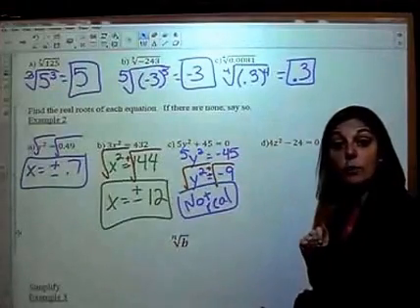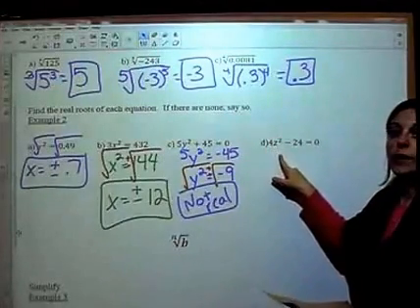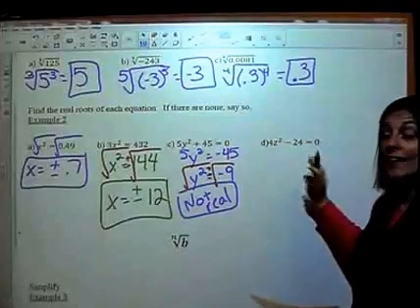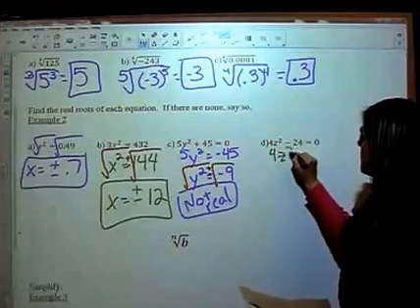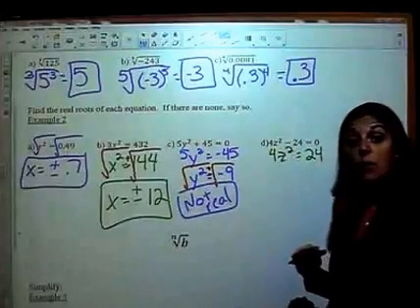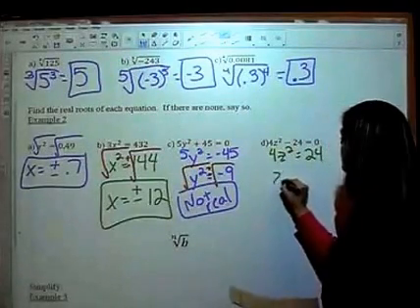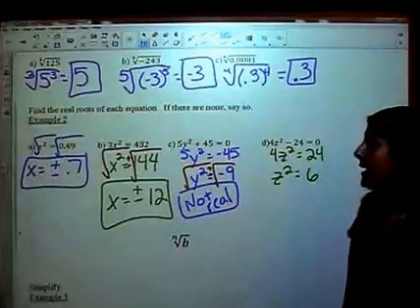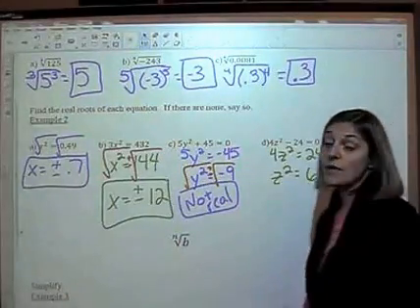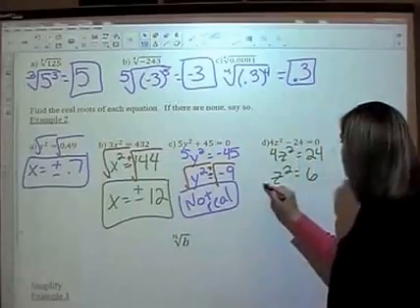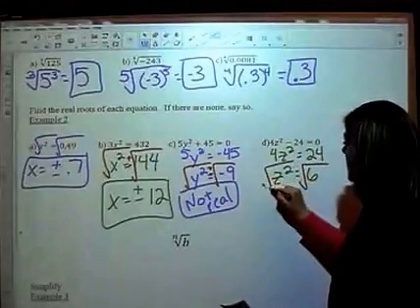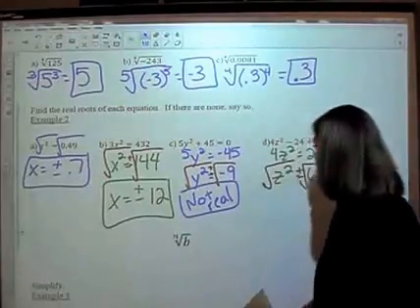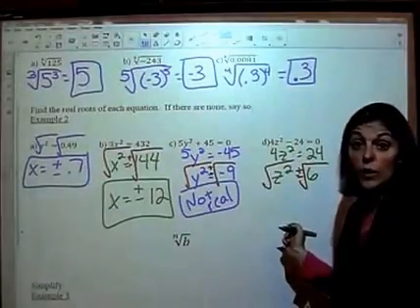And now let's take a look at part D. 4z squared minus 24 equals 0. So first we're going to add the 24. Then we're going to divide by 4. So now we have z squared equals 6. So we need to take the square root of both sides. Remember the plus or minus. So z equals plus or minus the square root of 6.